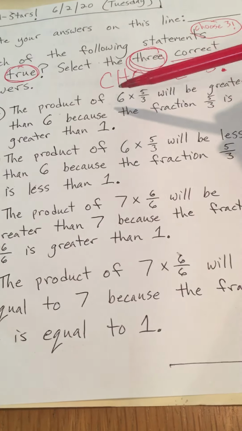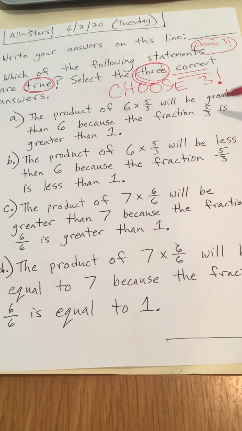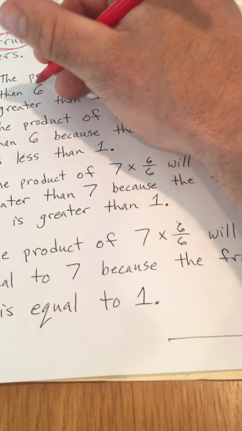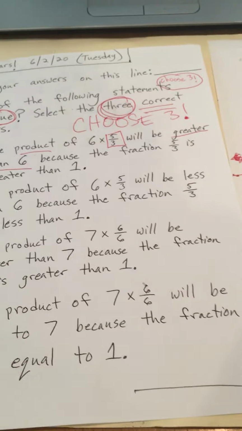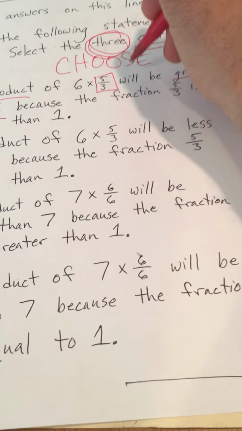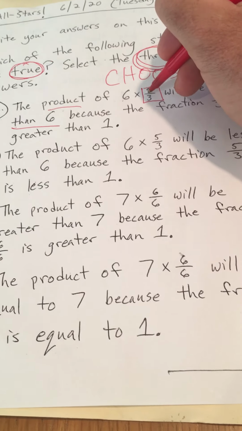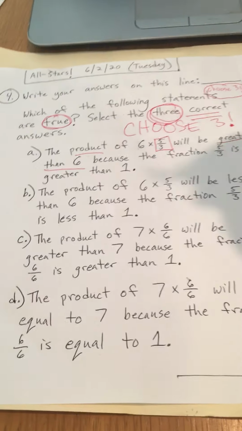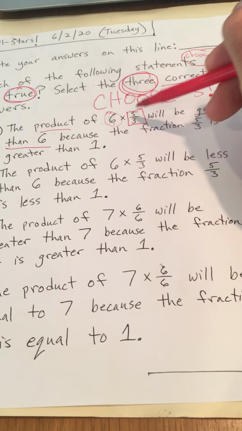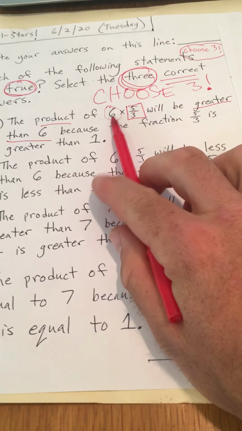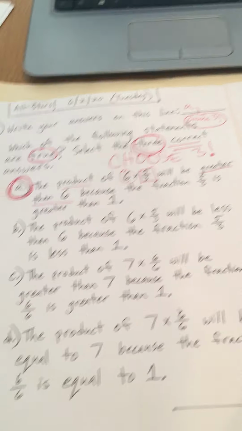A says the product of 6 times 5/3 will be greater than 6 because the fraction 5/3 is greater than 1. So product, we're multiplying 6 times 5/3, and it says it will be greater than 6. That is true because 5/3 is greater than 1. So if you do 6 times 1, it would be equal to 6. 6 times a fraction that's greater than 1, the product is going to be greater than 6. So A is correct. I'm going to put that one on the line here.